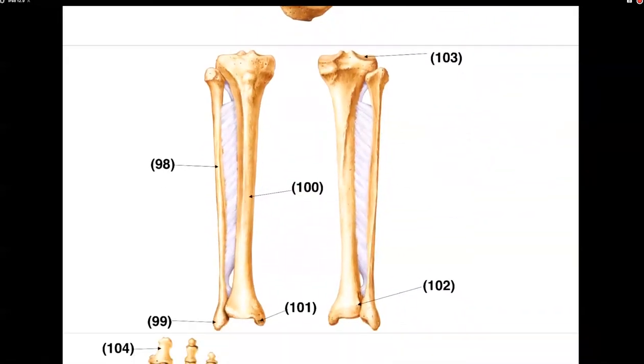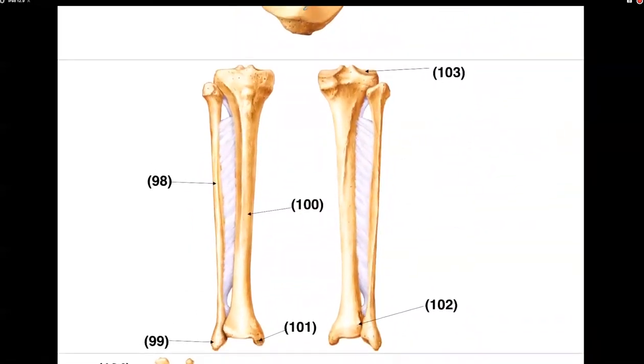How about number 98 on here? What bone is this? The thin bone of the leg. What do we call this bone on here? It's my fibula. And what do we call the large bone of the leg located on the medial aspect? This is my tibia.